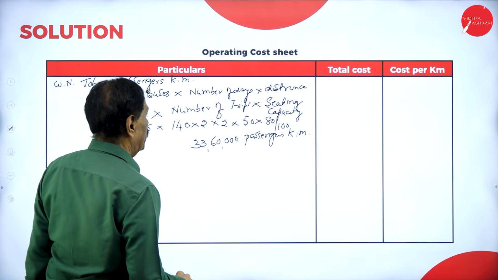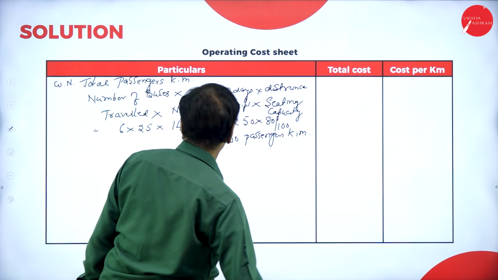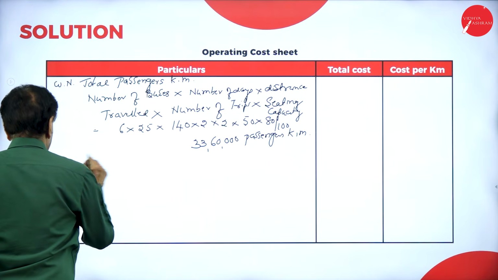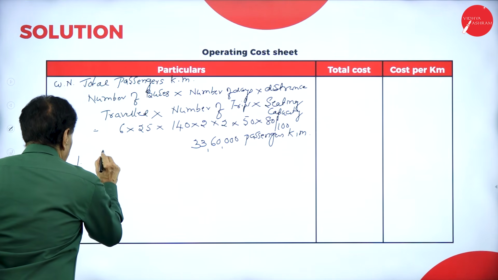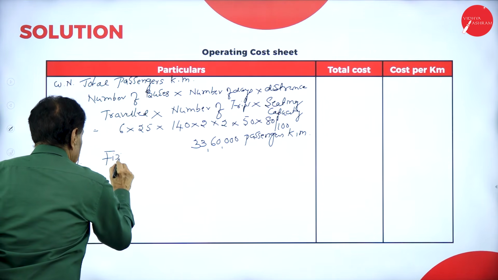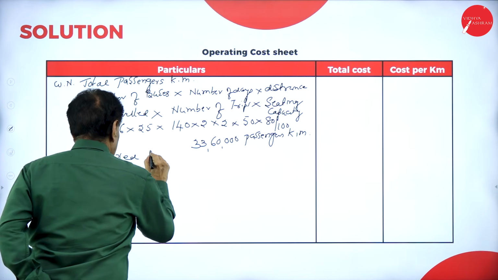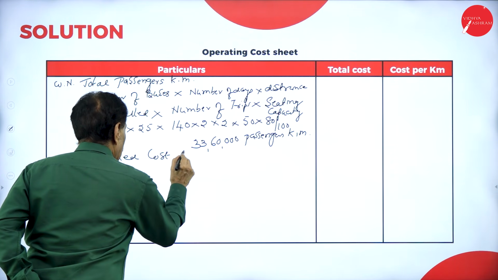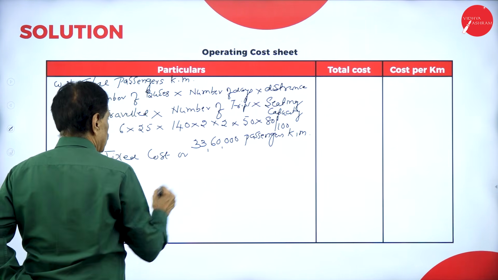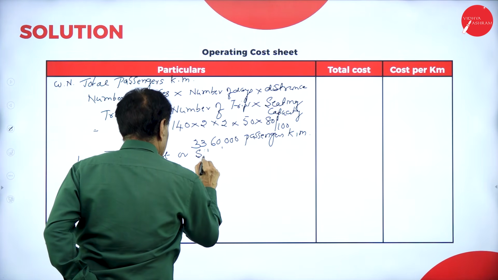All the expenses should be divided into fixed cost, number 1, fixed cost or standing charges.